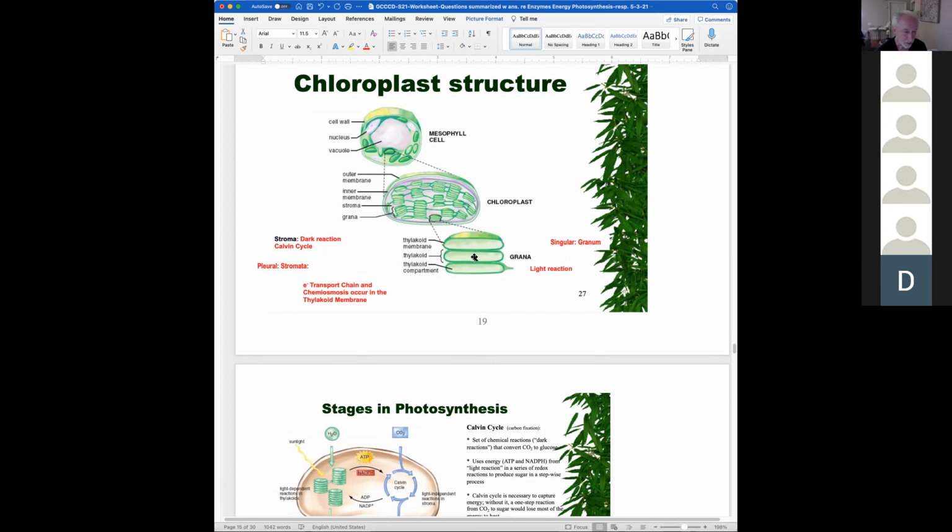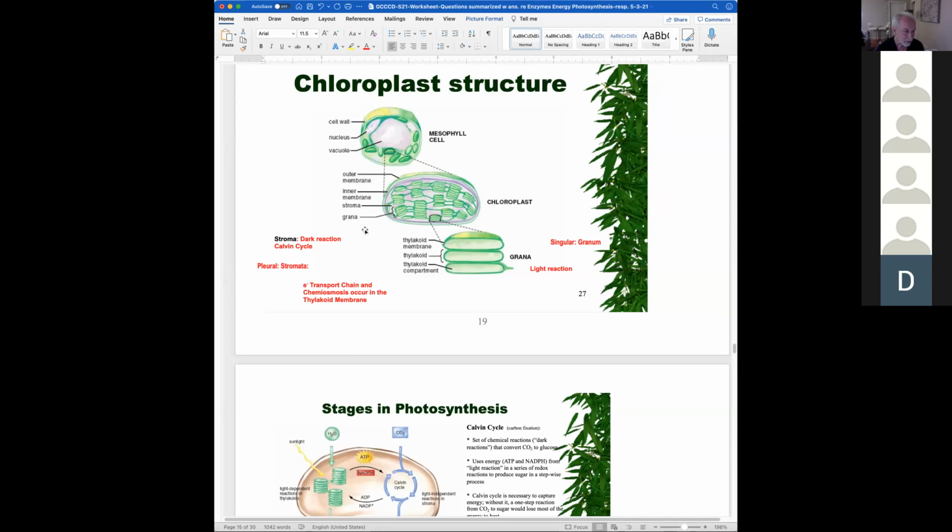And we'll talk about, a number of you asked about what's the difference between light reactions and dark reactions. Well, these grana are involved in the light reaction. Stroma are spaces between the grana. And the plural of stroma is stromata. So the spaces, the gray areas here shown in this diagram are called the stroma. And as I said, they're in between these stacks of membranes called grana.